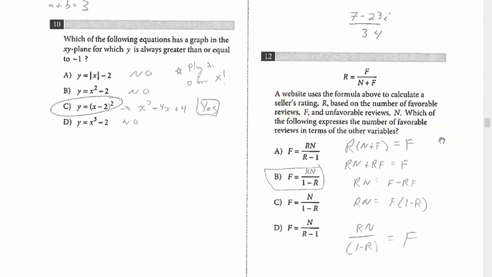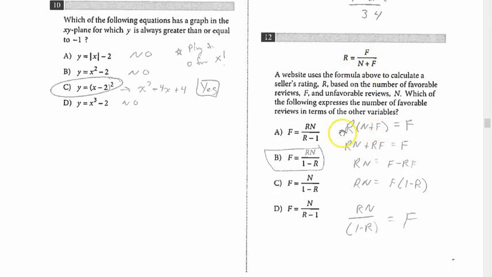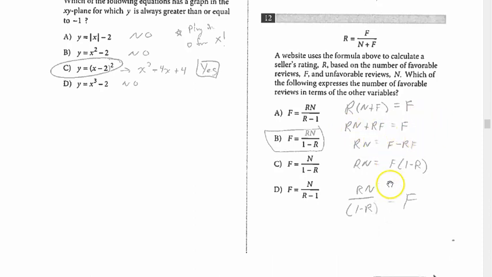So here we're looking for the number of favorable views, which they defined as f. To solve for this, I need to get f by itself. The first thing I did was multiply both sides by n plus f. Then I distributed my r. Next, I got both of my f variables on the same side by subtracting.